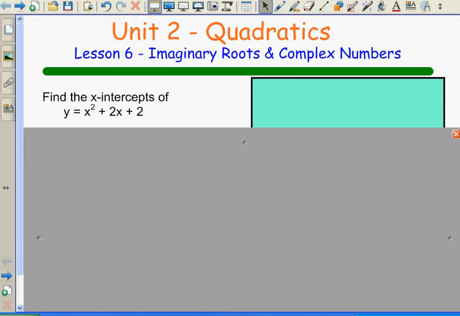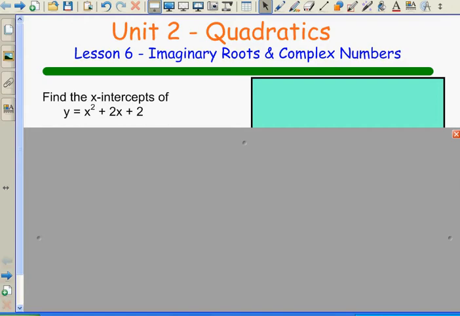Okay, so this is a lesson about, remember I told you I was going to change our whole number system. This lesson is about imaginary roots and complex numbers, and I know you don't know what those are, but just hang in there. Suppose I ask you this question: find the x-intercepts of this quadratic.